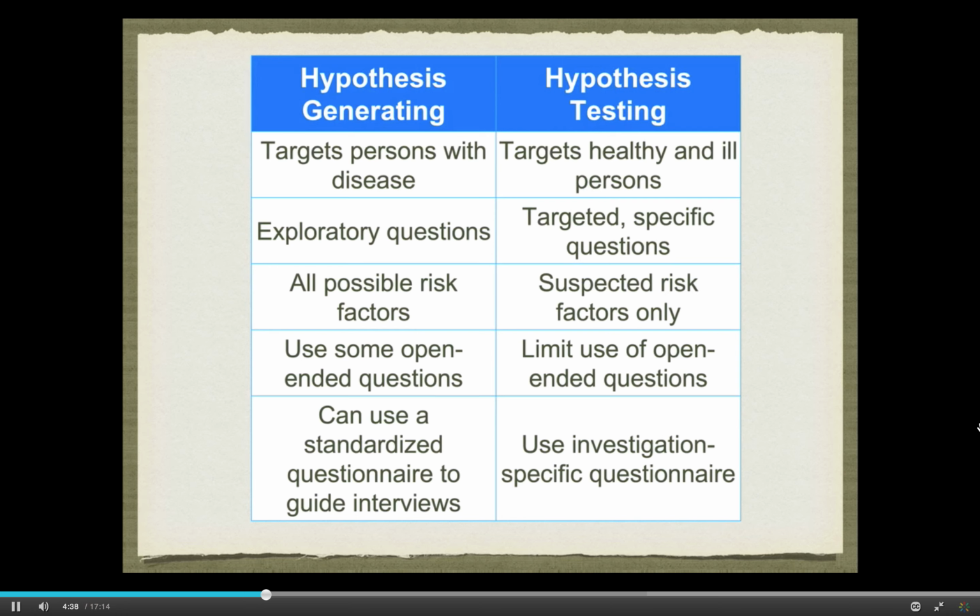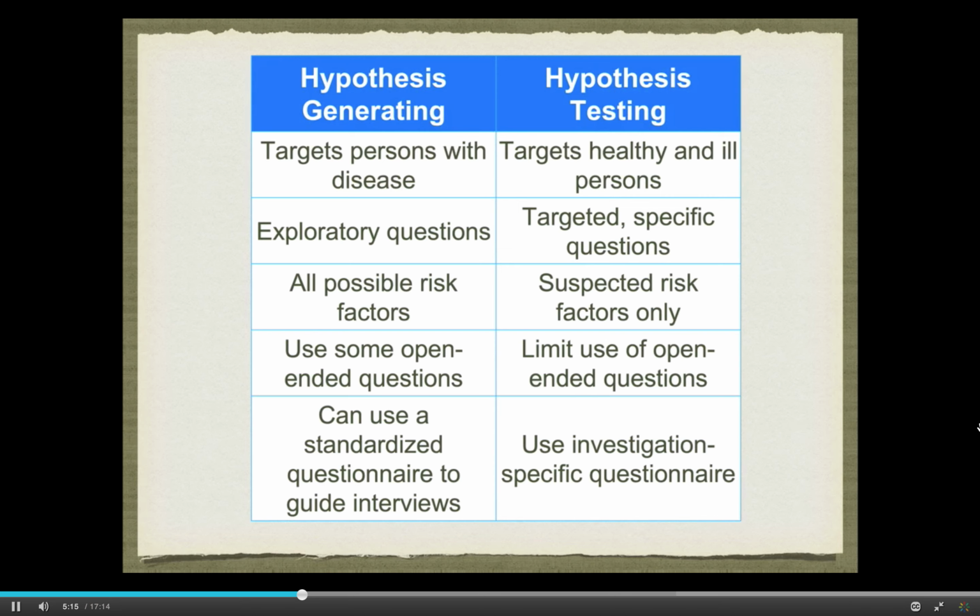For hypothesis testing, it looks at both healthy and ill persons, and the questions are usually targeted or specific. In this, we use specific suspected risk factors only. So we're looking at the independent variables that we think are related to our dependent variable or our outcome. So we're not considering all, we're considering ones that we know from our literature review already have a relationship with our outcome of interest.